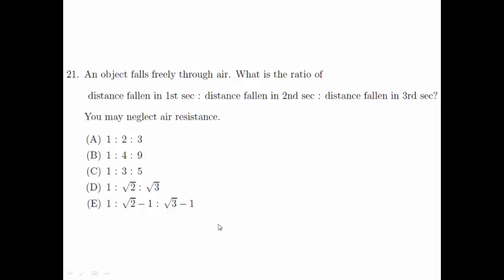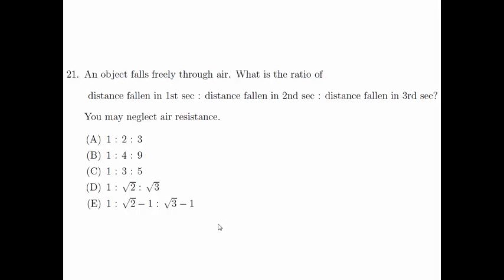Welcome to Singapore Junior Physics Olympiad 2012 General Round Question 21. An object falls freely through air. What is the ratio of distance fallen in the first second to the distance fallen in the second second to the distance fallen in the third second? You may neglect air resistance.